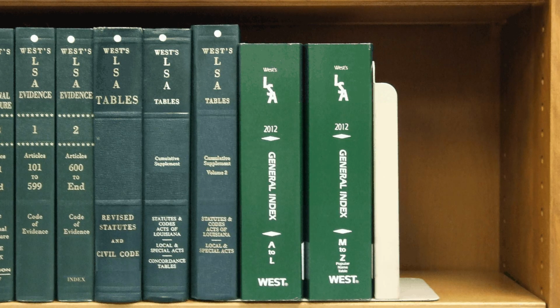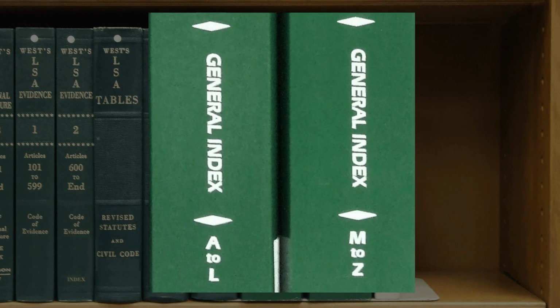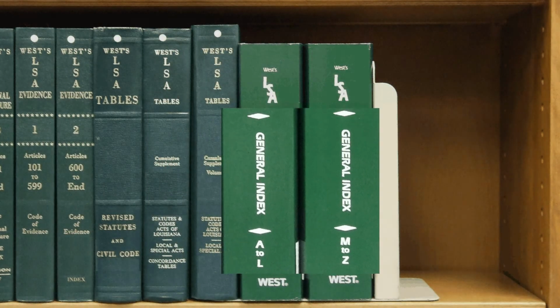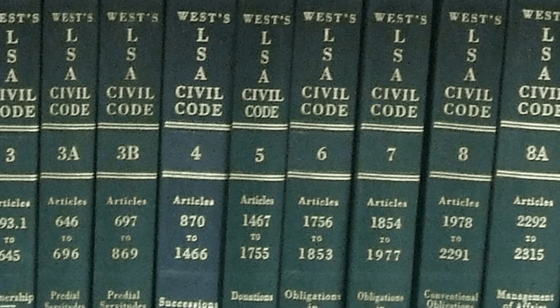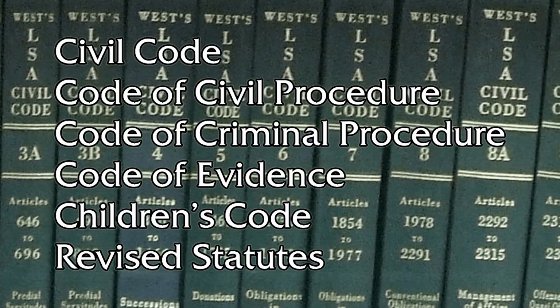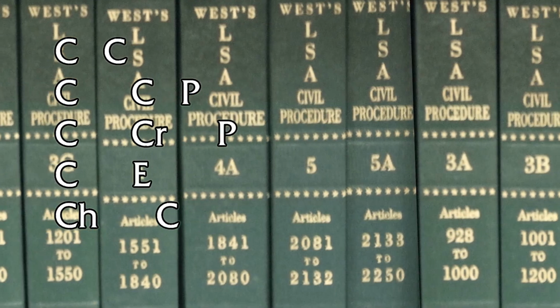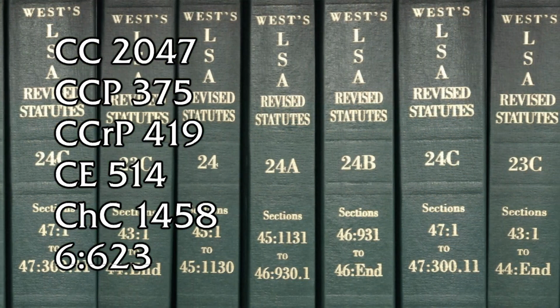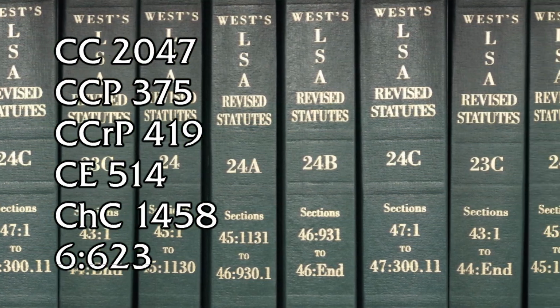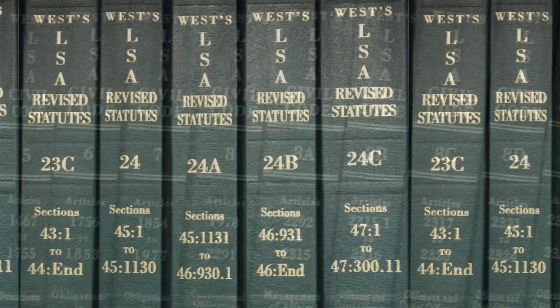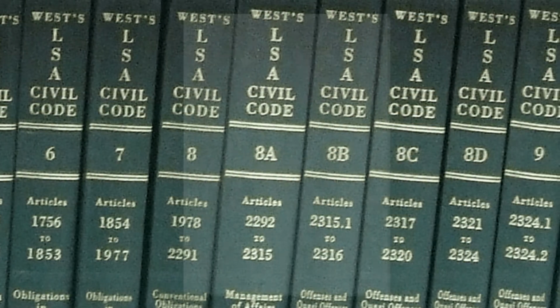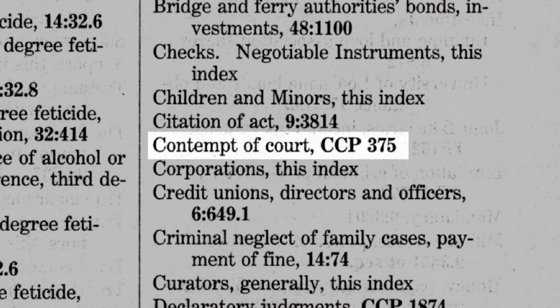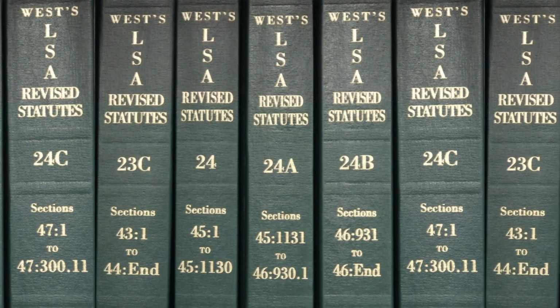To find a particular statute or code article in the LSA, use the 2-volume paperback index, usually shelved at the end of the LSA. When you look up terms related to the issue you're researching, the index will refer you to the specific code articles or statutes by using the standard abbreviations for the different components of the LSA shown here. So, for example, an entry in the index for CCP 375 refers you to the Code of Civil Procedure, Article 375.